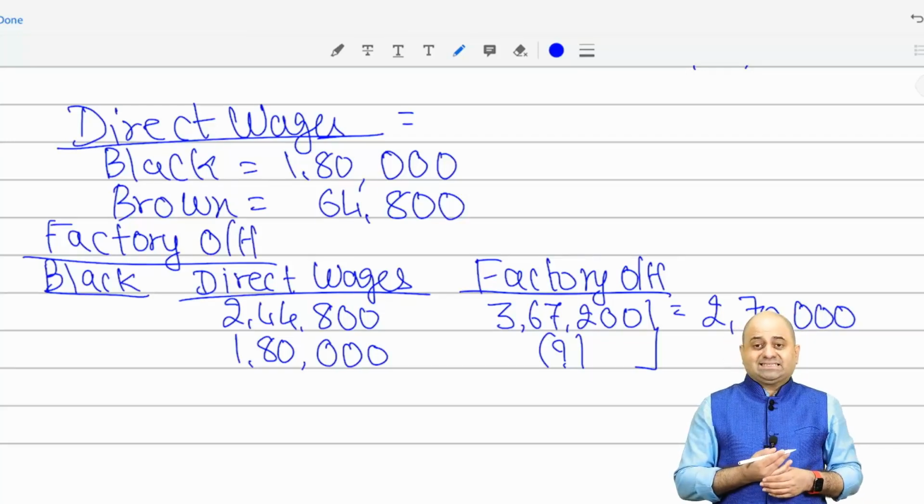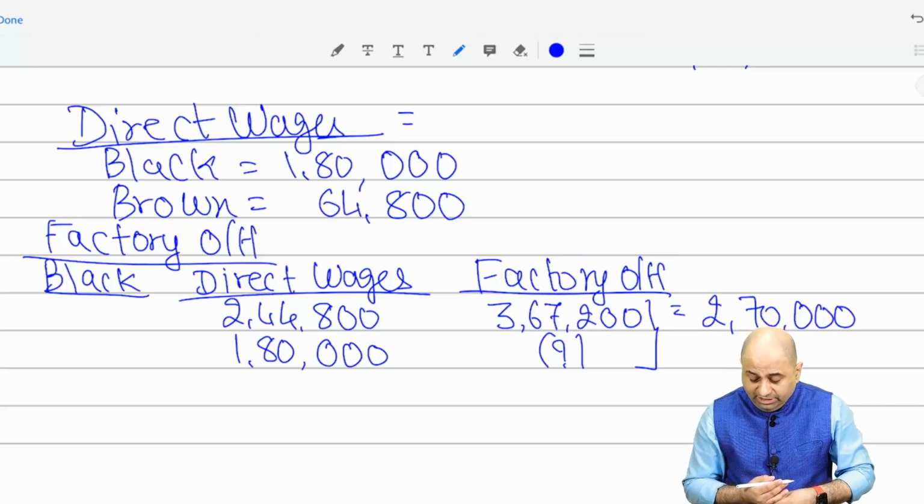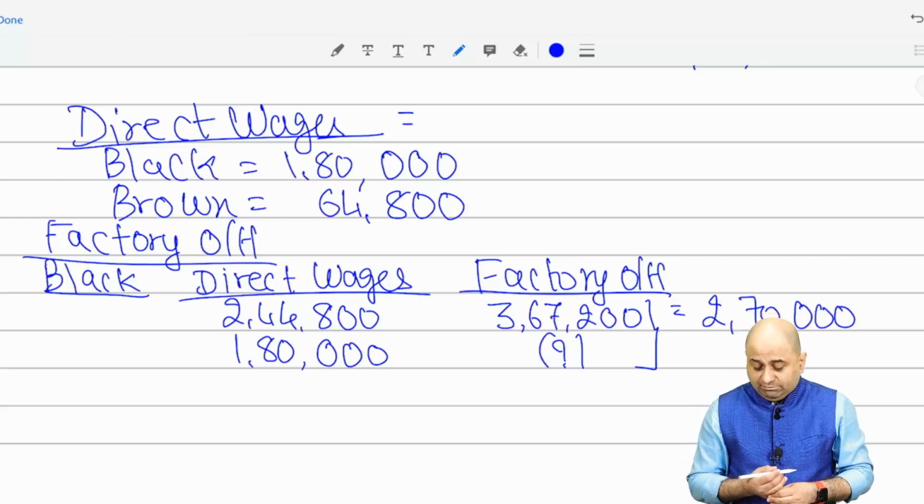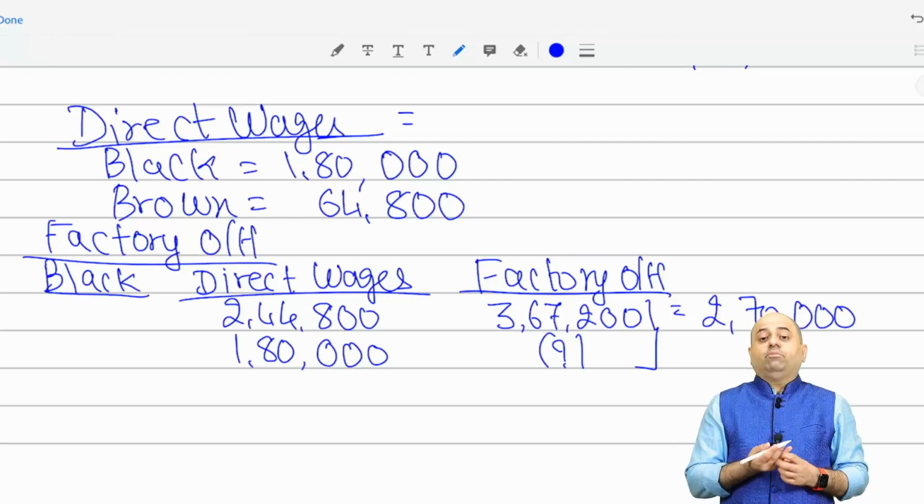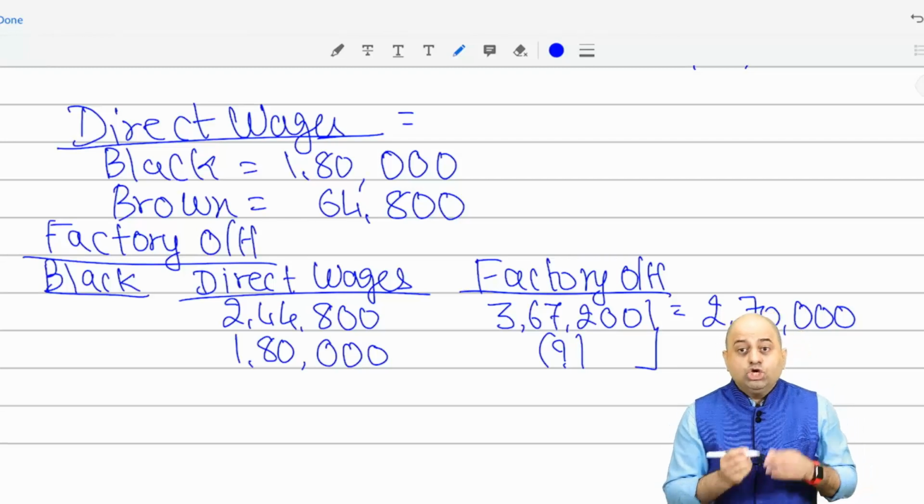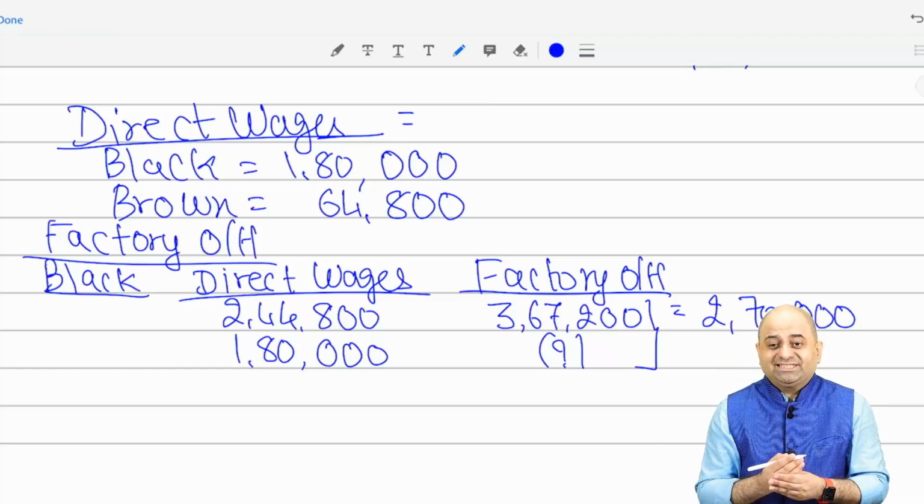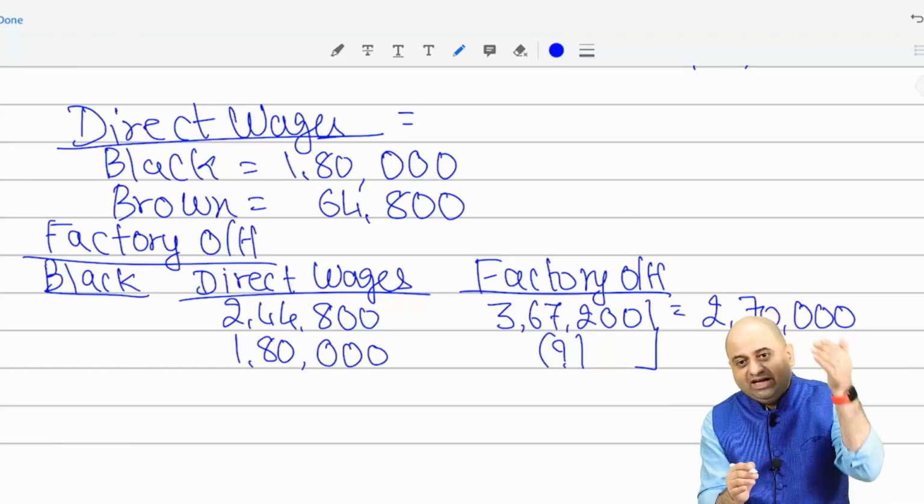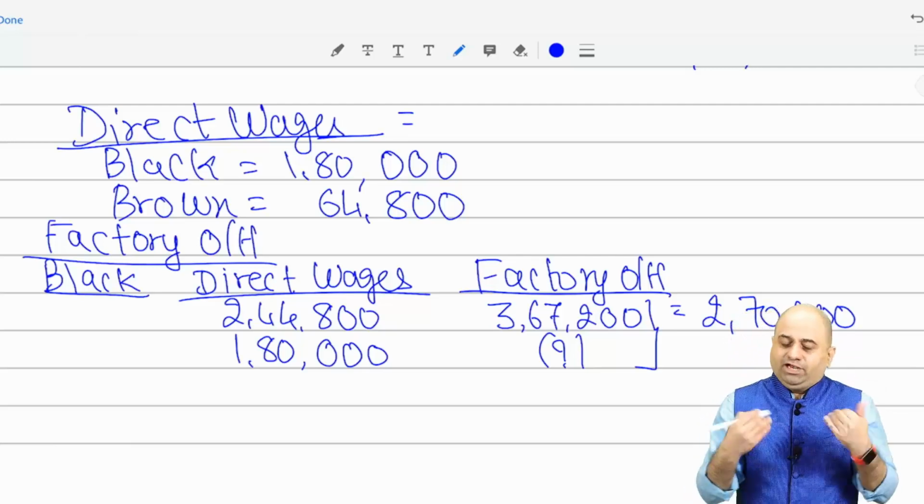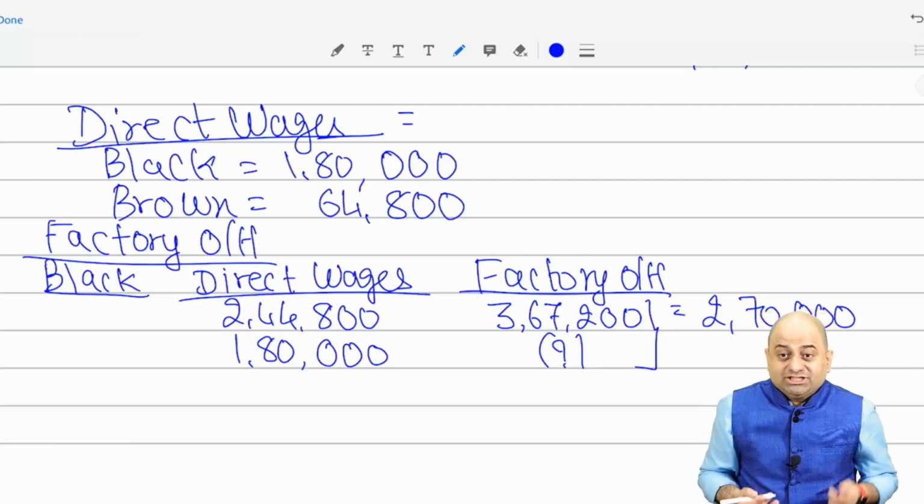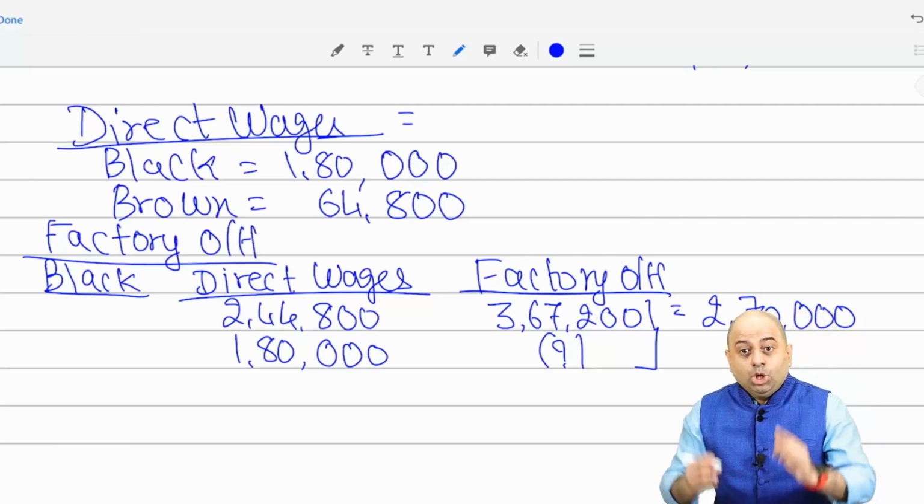The last sentence says that the admin and selling overheads are absorbed at a uniform rate per tin of polish sold. Uniform means the same per tin. They themselves have said so, which means per unit. We have to follow that. We have no other choice. And per tin of polish sold.